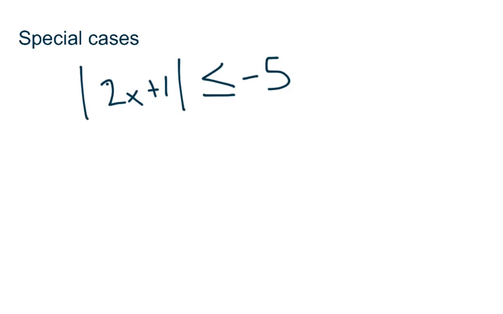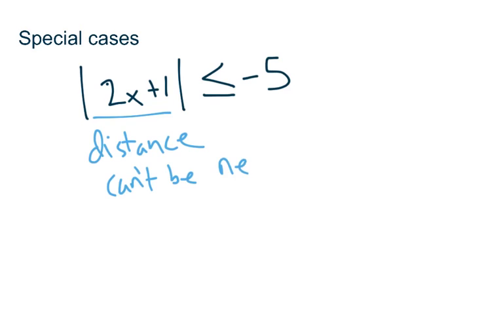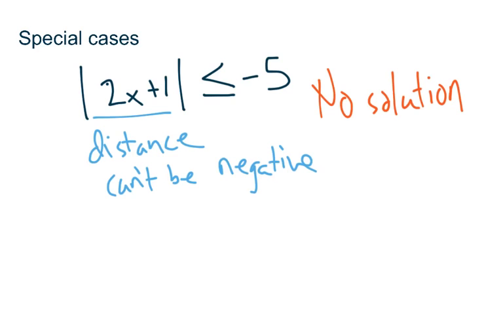Well, we've talked about this before. This is a distance. Distance can't be negative. So, there is no solution here. And again, you have to be careful to make sure that the absolute value is isolated and it is less than a negative number.